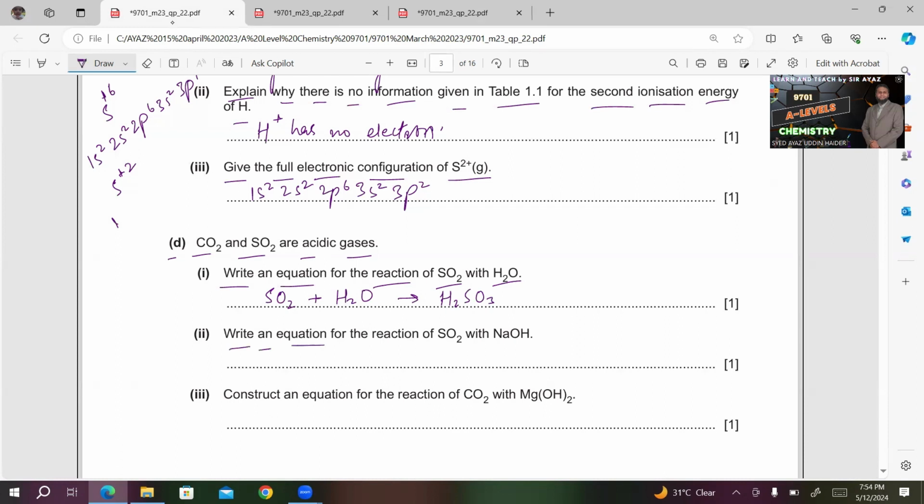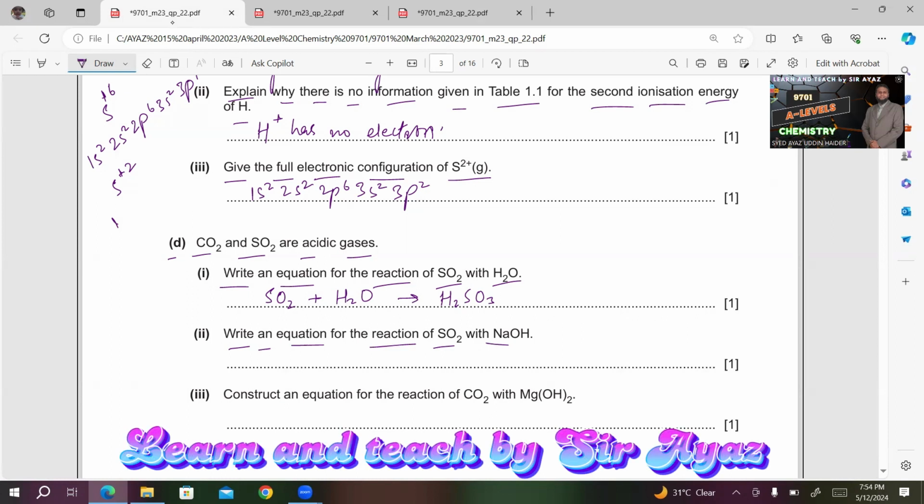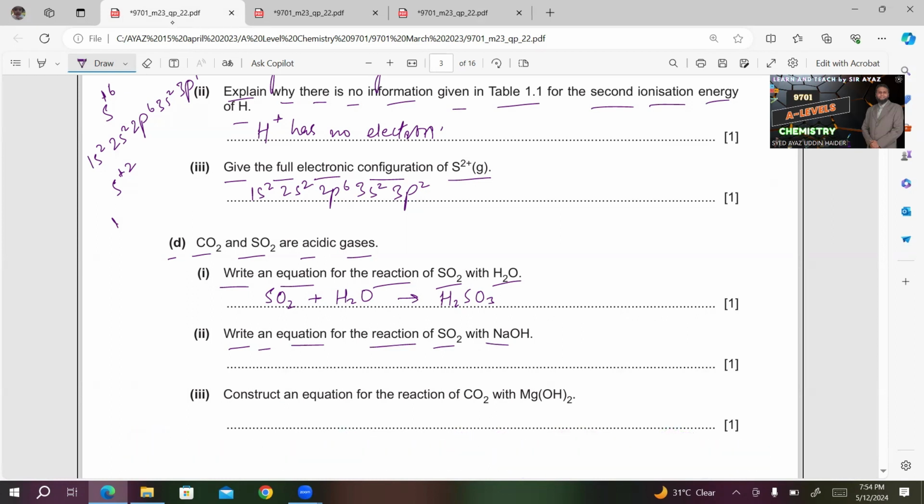Number 2, write an equation for the reaction of SO2 with NaOH. NaOH is an alkali. Alkali is a base. When a base reacts with an acid or an acidic oxide, it forms a salt. So we have an alkali metal hydroxide, so definitely the other product must be water.